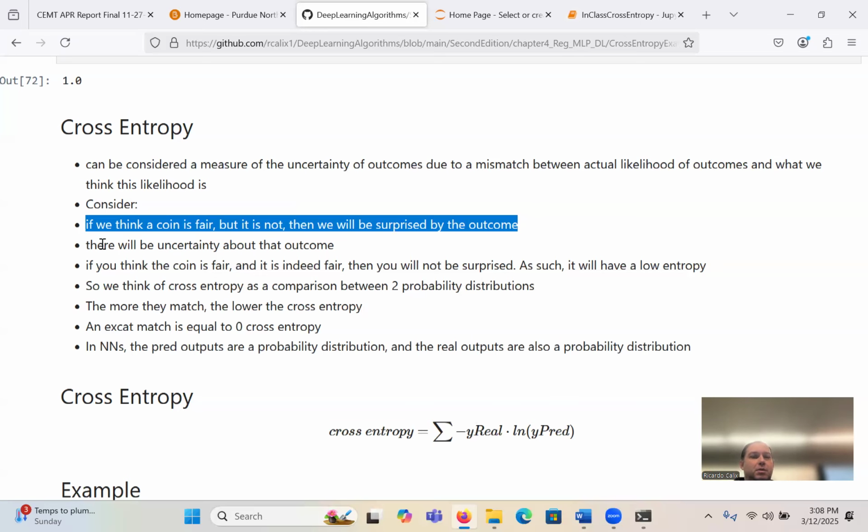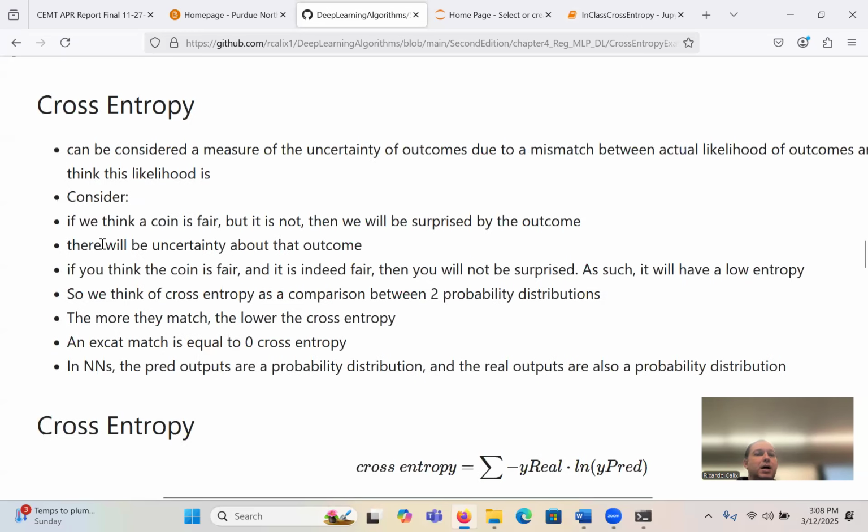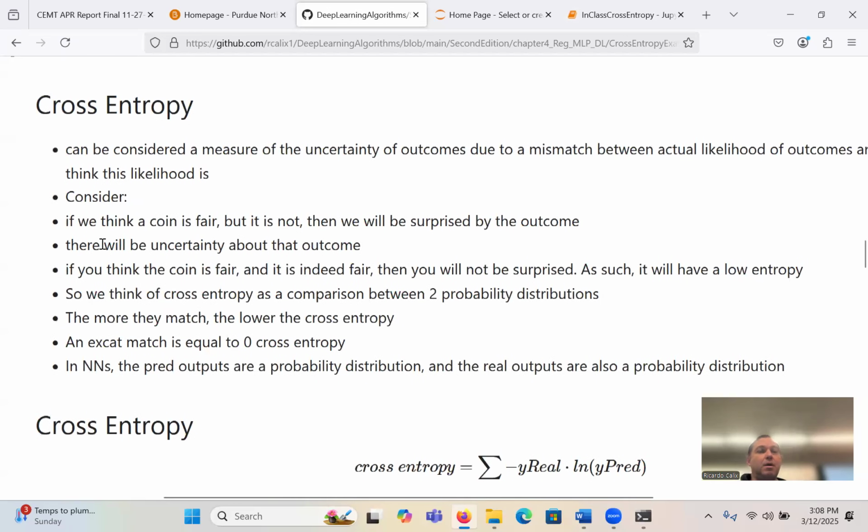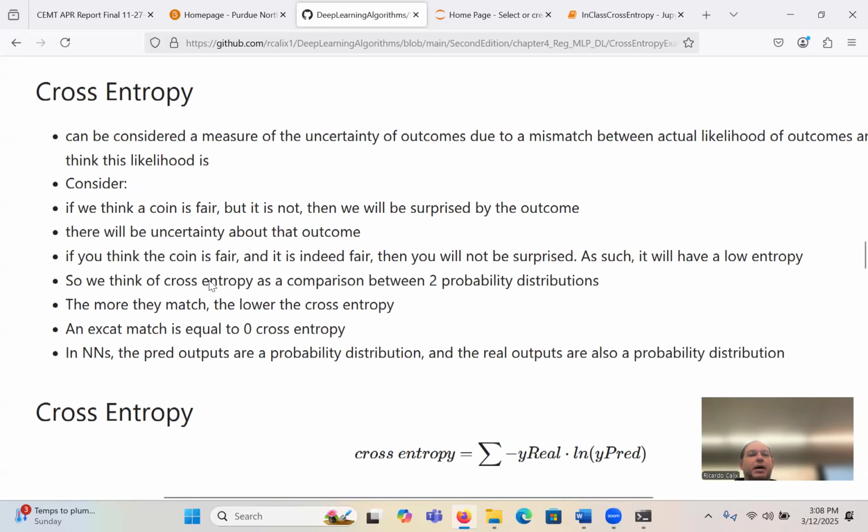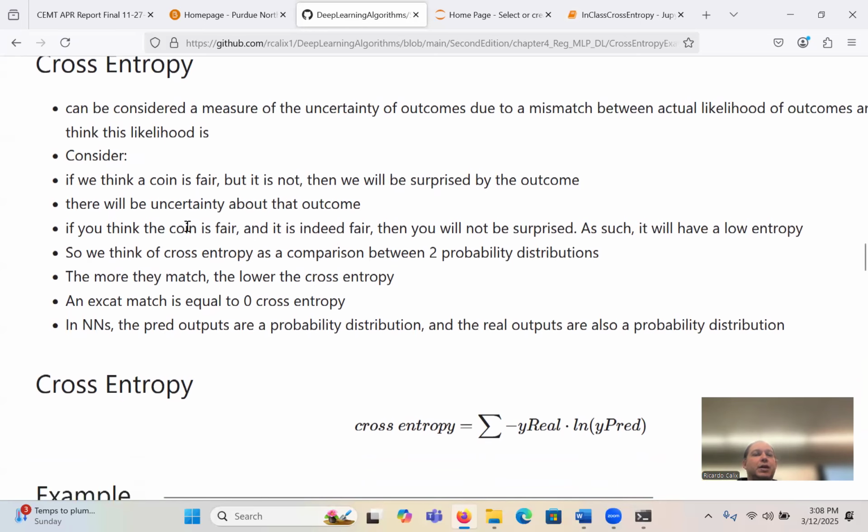So let's think about this now. If we think a coin is fair, but it is not, right? We had an expectation and it didn't turn out that way. So then we will be surprised by the outcome, right? And that is actually captured by cross entropy. It measures that. So there will be uncertainty about that outcome. On the other hand, if you think the coin is fair, and it is indeed fair, then you will not be surprised. As such, it will have low cross entropy. Do you guys see that? So that's essentially what this is saying.